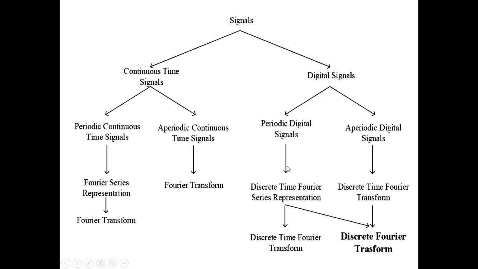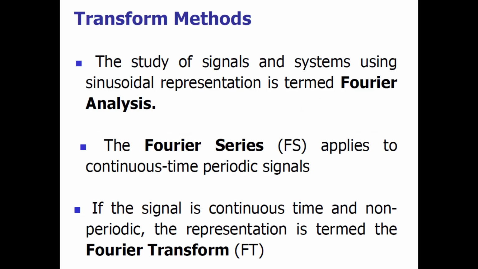For periodic digital signals, there exists a Fourier series representation, and then we can take its discrete time Fourier transform, abbreviated as DTFT. In the aperiodic digital signals case, we can take its discrete time Fourier transform because there is no Fourier series representation that exists for aperiodic digital signals. Then we can discretize the DTFT and obtain the discrete Fourier transform directly. From the DTFT, we will sample the DTFT and we can obtain the discrete Fourier transform. We will see the details in the coming slides.